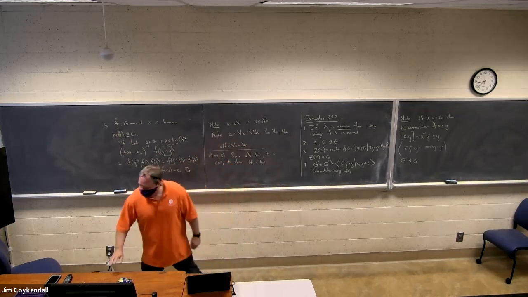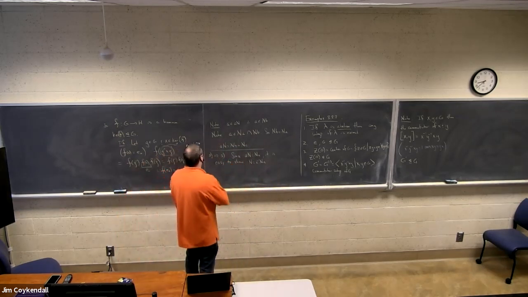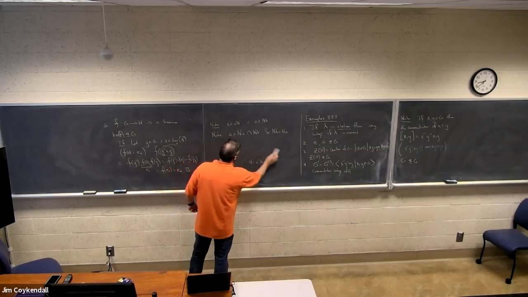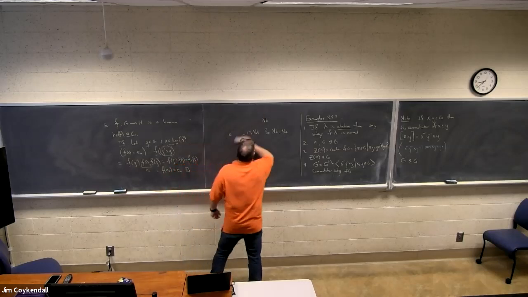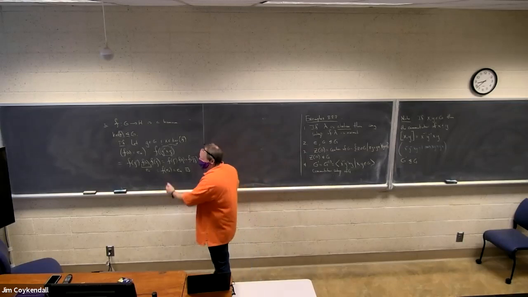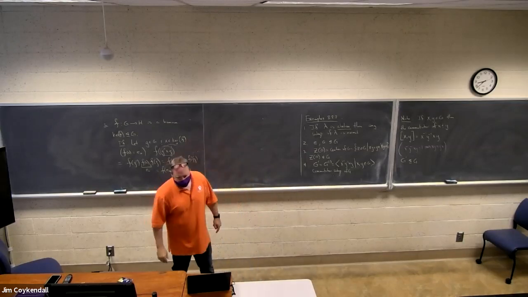And like I said, the importance of this example is, in a certain sense, every normal subgroup of the group can be construed as the kernel of a homomorphism. So if you understand this one, you, in theory, understand them all.